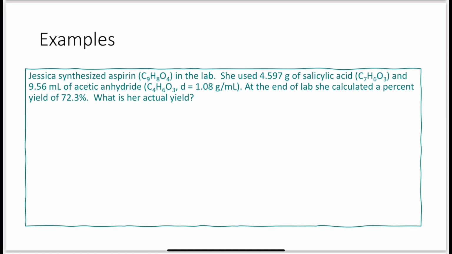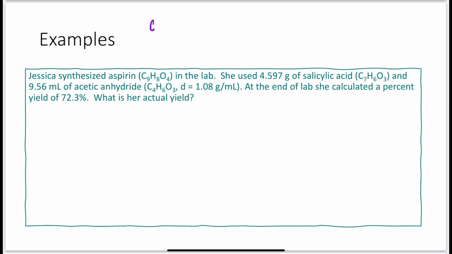She used 4.597 grams of salicylic acid, C7H6O3, and 9.56 mL of acetic anhydride, C4H6O3, density of 1.08 grams per mL. At the end of the lab, she calculated a percent yield of 72.3%. What is her actual yield? Now, in a reaction like this, I would not expect you to know the balanced reaction. I would give it to you, okay?